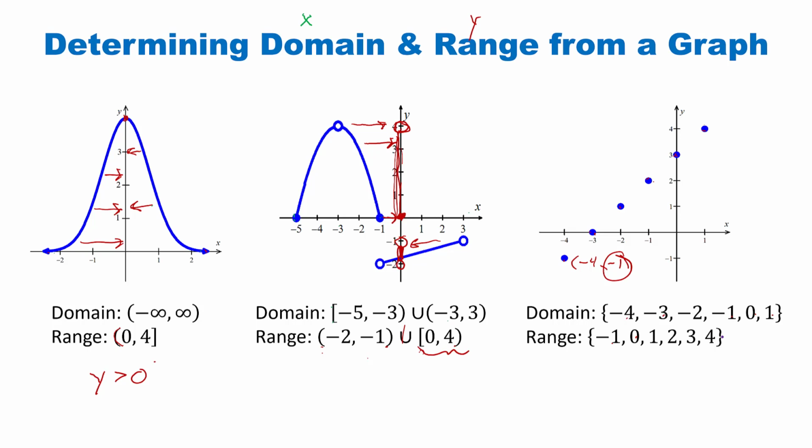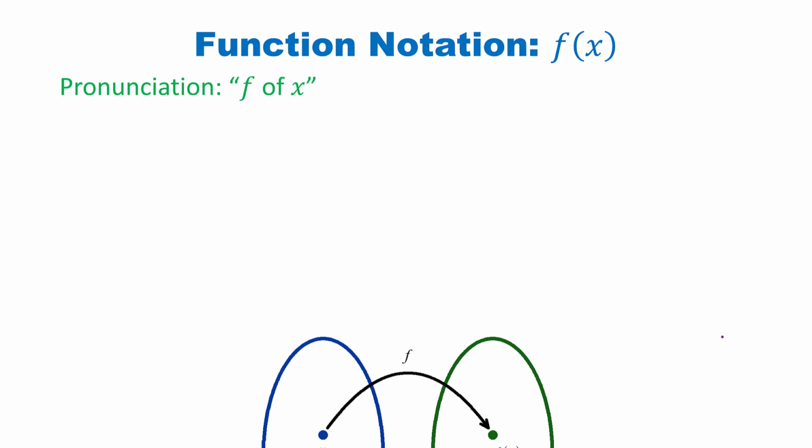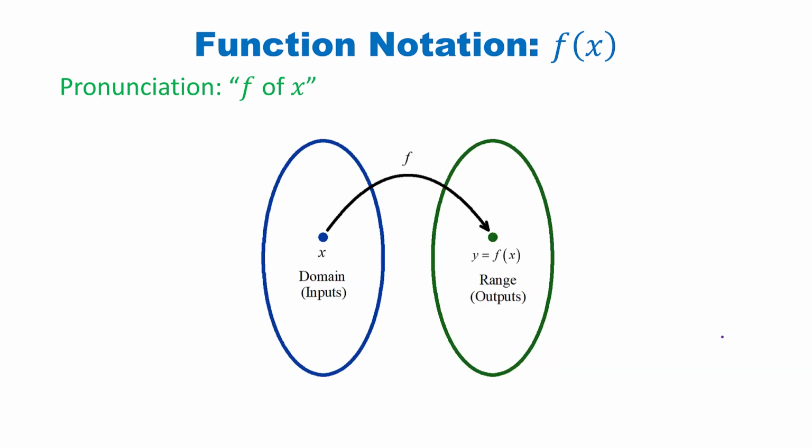That's what you need to have the set notation correct. Okay, so let's go on. Function notation is pronounced f of x. And I know you've probably seen this before. You may have seen this diagram before. This is just a diagram we like to use to represent what function means.